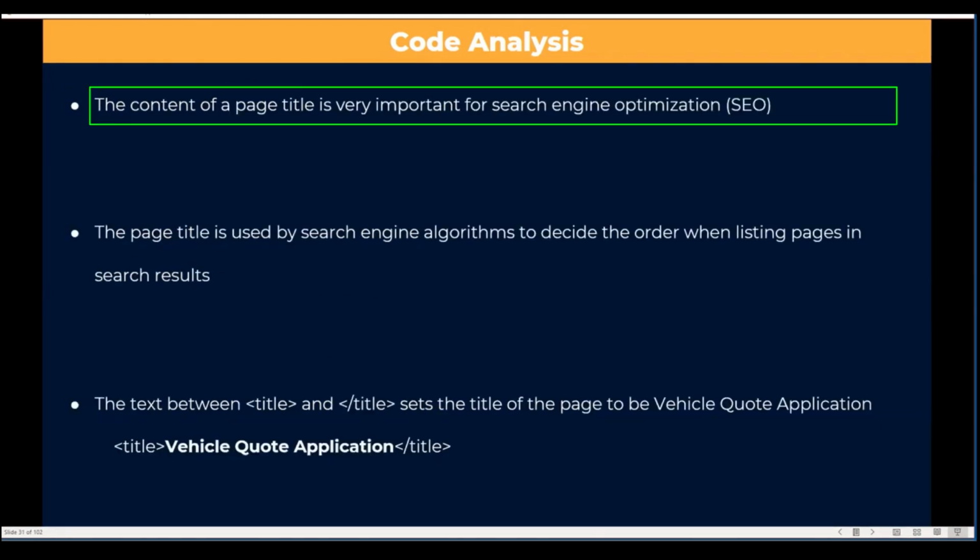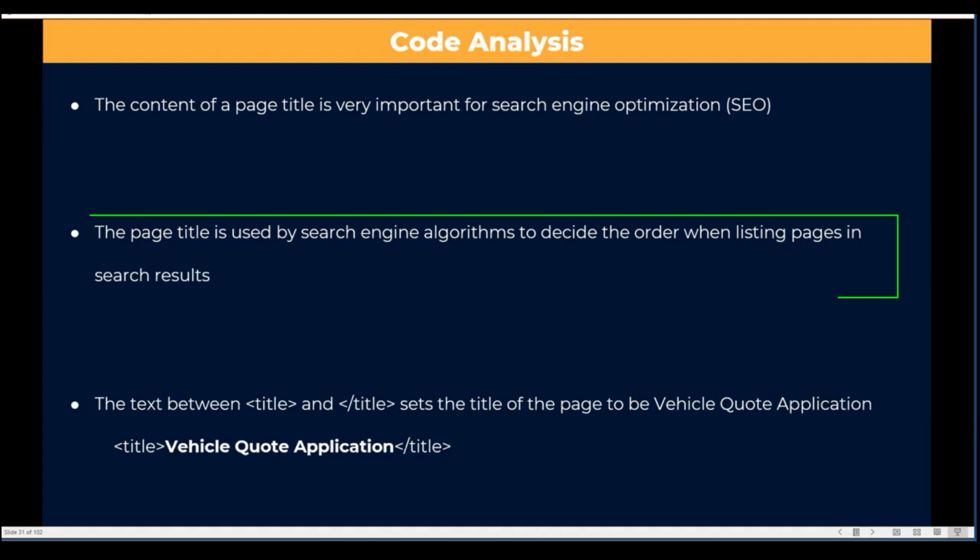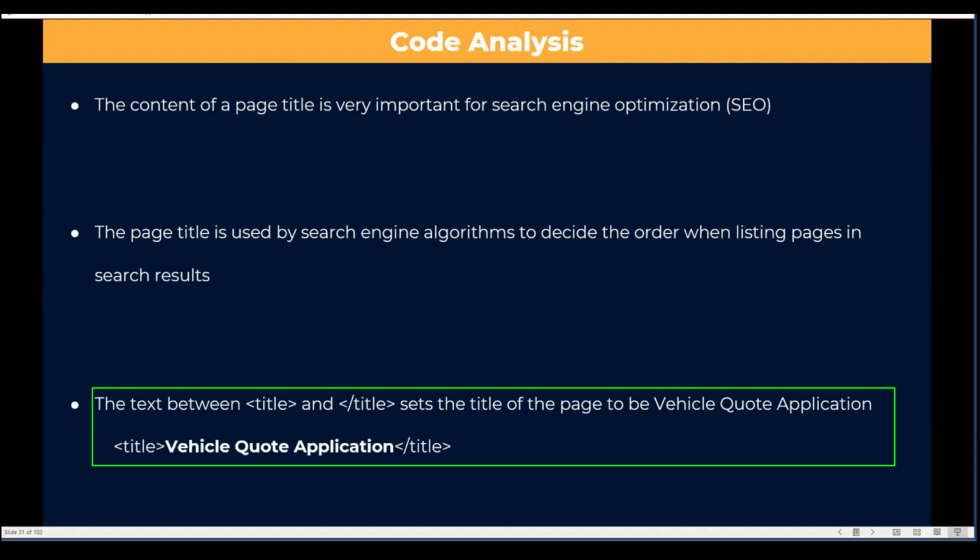The content of a page title is very important for what is called search engine optimization, or SEO. So it's all about that algorithm trying to get your page to the top. The page title is used by search engine algorithms to decide the order in which to list pages, and the text between the title and the end title sets the title of the page to be, in our case, Vehicle Code Application.